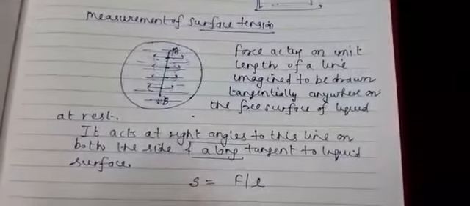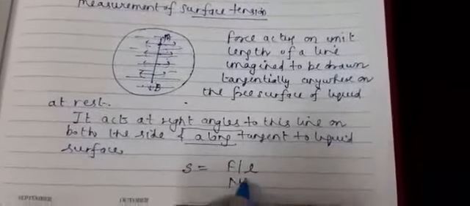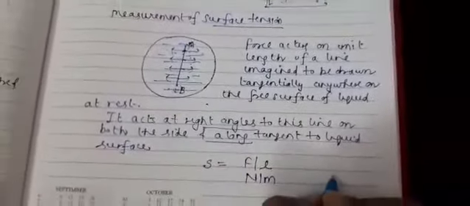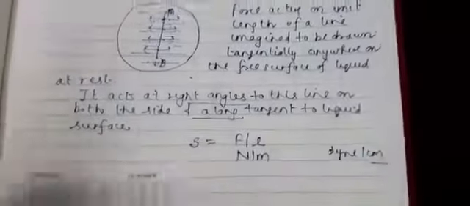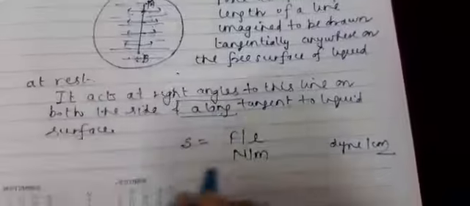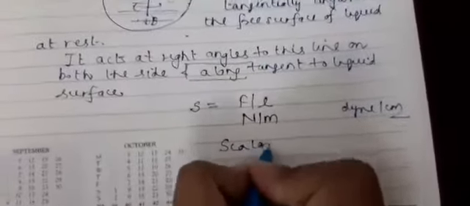सो नाउ व्हाट विल बी द एसआई यूनिट, दिस यूनिट विल बी न्यूटन पर मीटर, और अगर हम सीजीएस यूनिट की बात करें तो इट विल बी डाइन पर सेंटीमीटर. And the surface tension, it is a scalar quantity. Why? Because it has no specific direction for a given liquid.